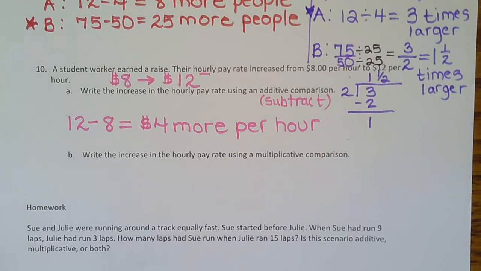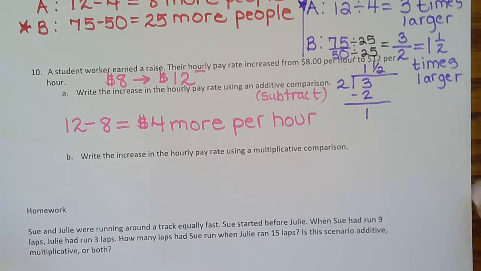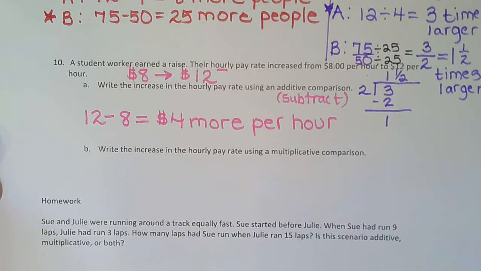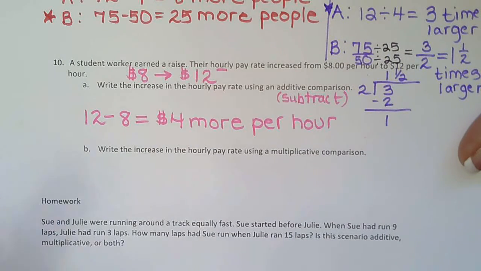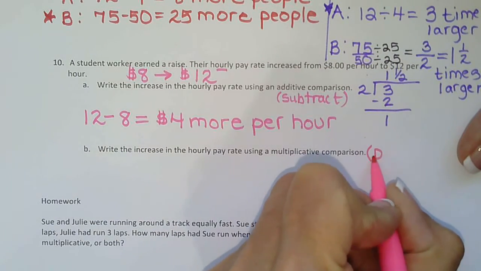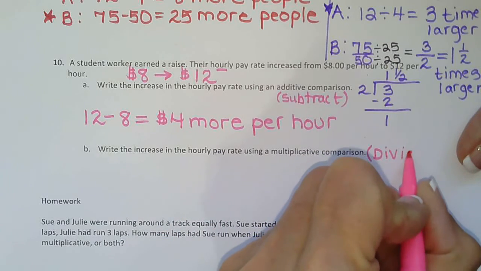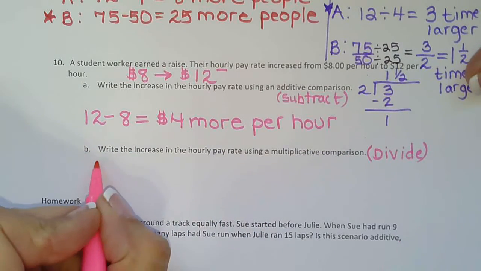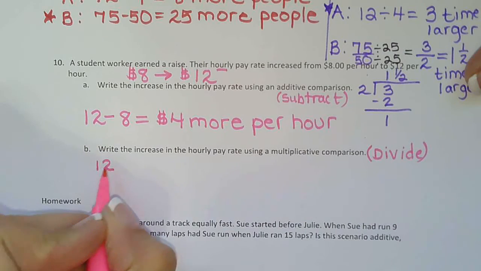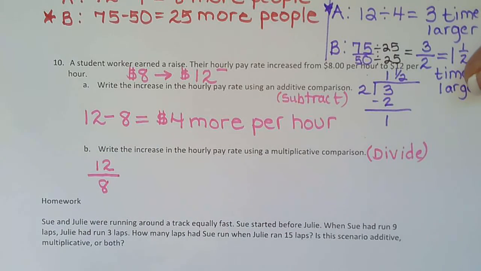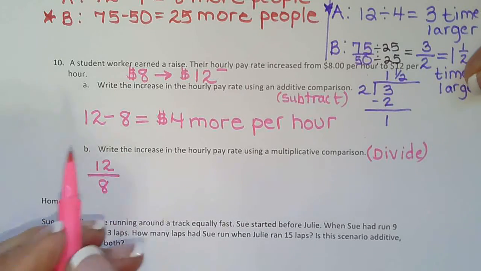So now let's look at it multiplicatively. Did he double or she double their income? What kind of increase did they get using multiplicative? So remember, multiplicative tells us to divide. And we don't switch the order. We just put a division sign in or write it as a fraction. So 12 divided by 8. So same order, just put the division sign in.